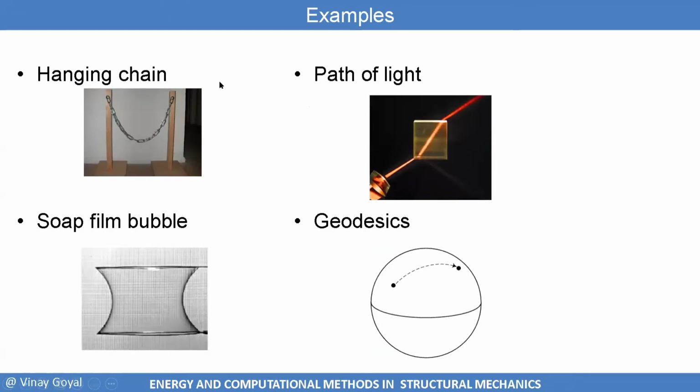So the examples where calculus of variations can be used, for example, you have the hanging chain. What if I want to know the shape of how that chain hangs when it's fixed at 2 points? What if I have a soap film bubble and I take 2 rings that have soap and pull them apart? What shape does it take? If I have the path of light and that path of light is refracted through this material, what is the path that light is going to take? What if I have this globe and I want to know the curve that describes the minimum distance between 2 points?